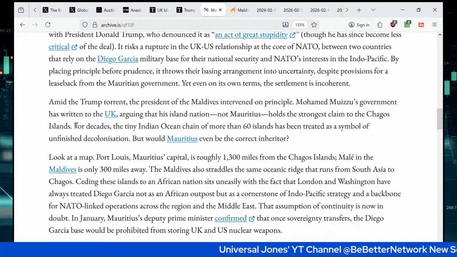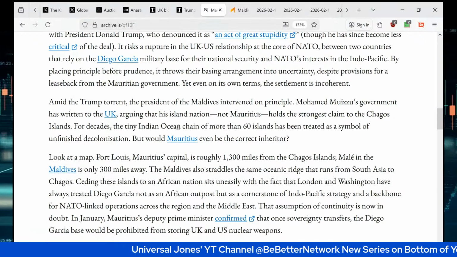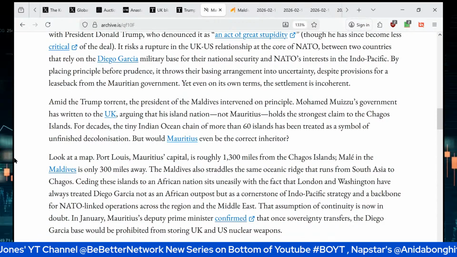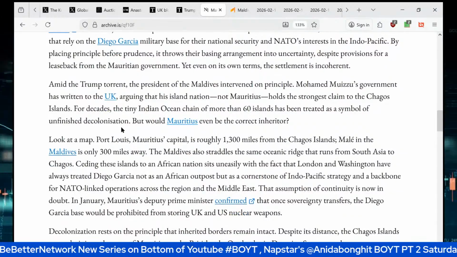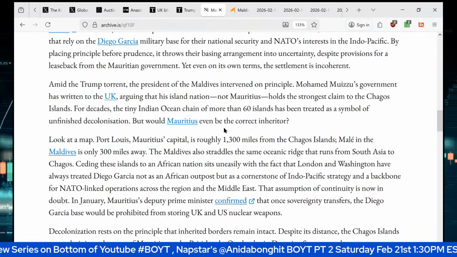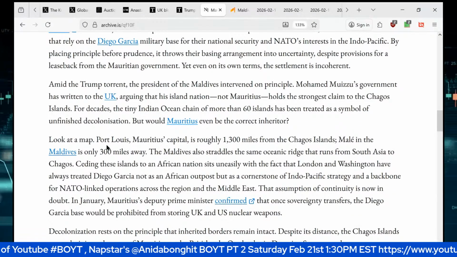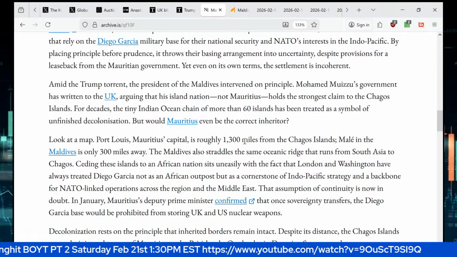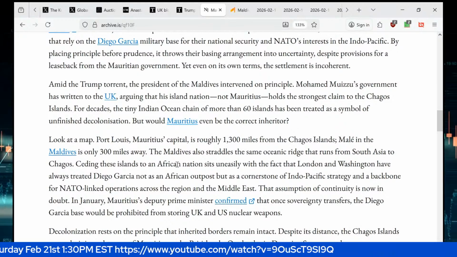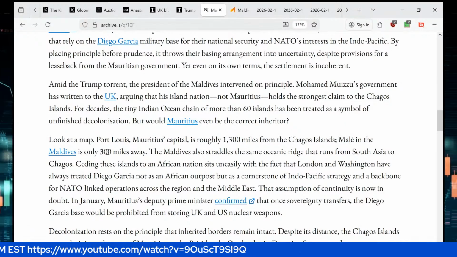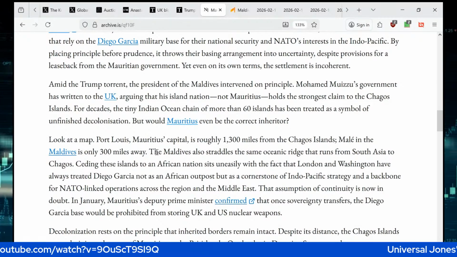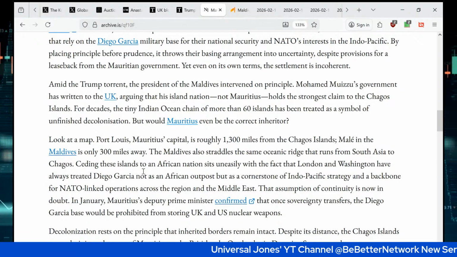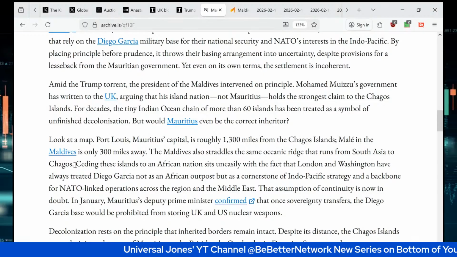Mohamed Muizzu's government has written to the UK arguing that his island nation, not Mauritius, holds the strongest claim to the Chagos Islands. For decades, the tiny Indian Ocean chain of more than 60 islands has been treated as a symbol of unfinished decolonization. But would Mauritius even be the correct inheritor? Look at a map. Port Louis, Mauritius's capital, is roughly 1,300 miles away from the Chagos Islands. Male in the Maldives is only 300 miles away. The Maldives also straddles the same oceanic ridge that runs from South Asia to Chagos.